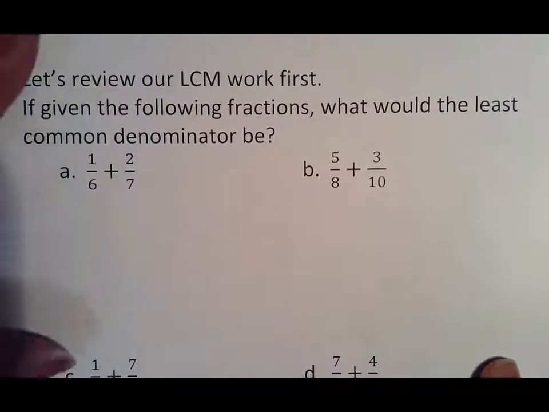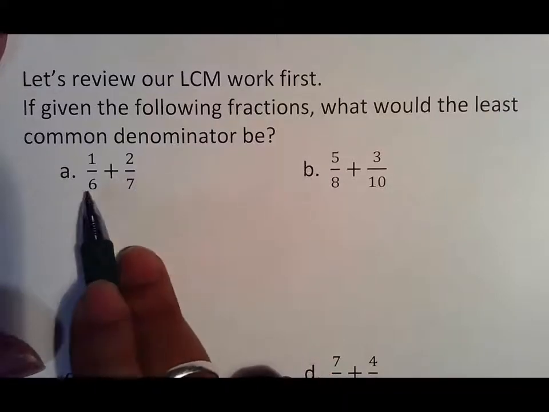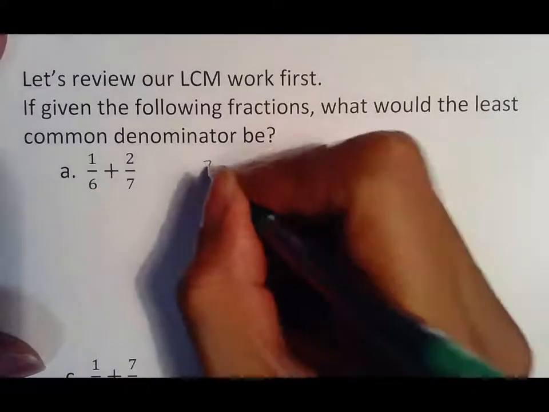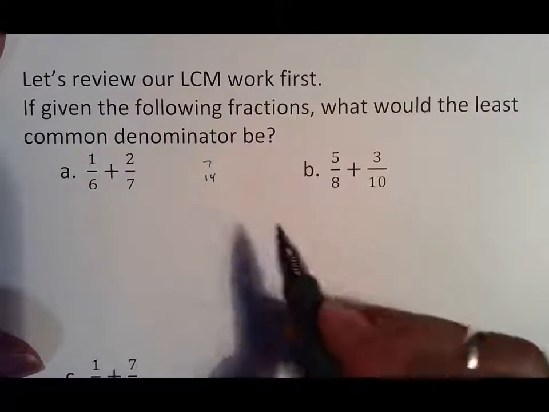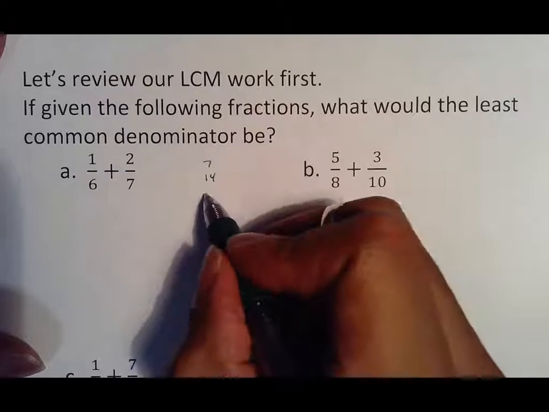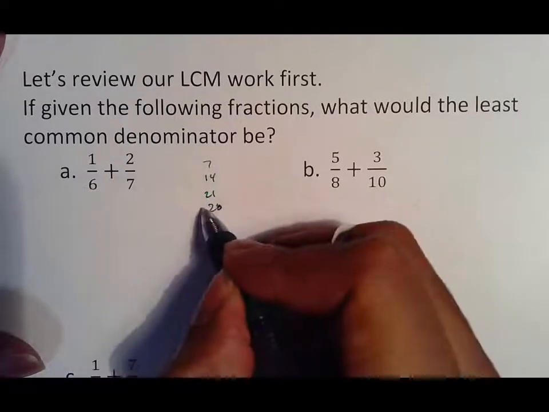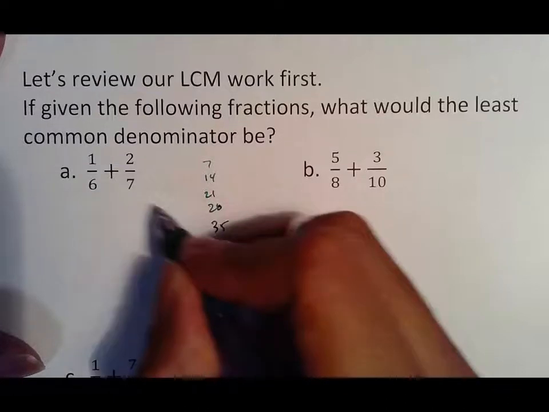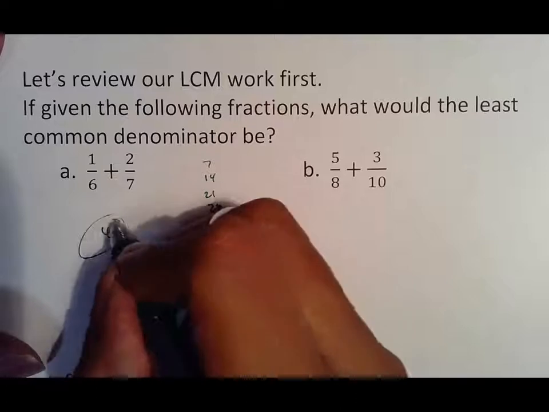Remember that we can update how we do this as we're getting used to it. Say we have 6 and 7 on the denominators. We're going to count by 7. 6 does not go into 7. Next number would be 14. 6 does not go into 14. Next number would be 21. No. Next would be 28. No. Then 35. No. Then 42. Yes. And so 42 is my least common multiple.